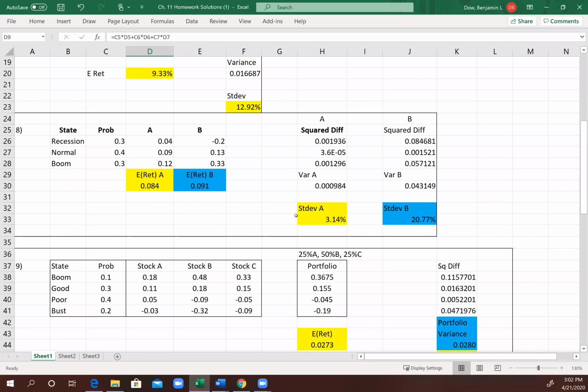Number 8 says, assume there's a 30% probability of a recession, a 40% probability of normal times, and a 30% probability of a boom. We've got 2 different stocks. This could very well be 2 different mutual funds, A and B. A earns 4% during a recession, 9% during normal times, and 12% during a boom. B loses 20% during a recession, gains 13% during normal times, and 33% during a boom.